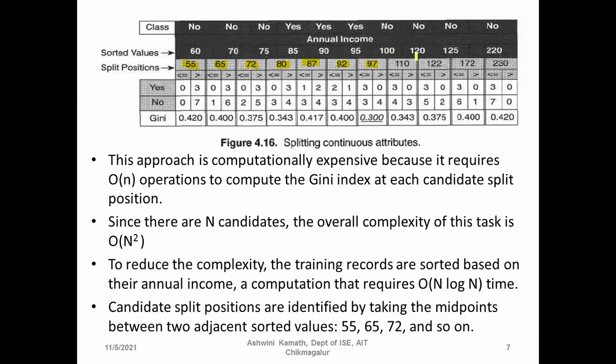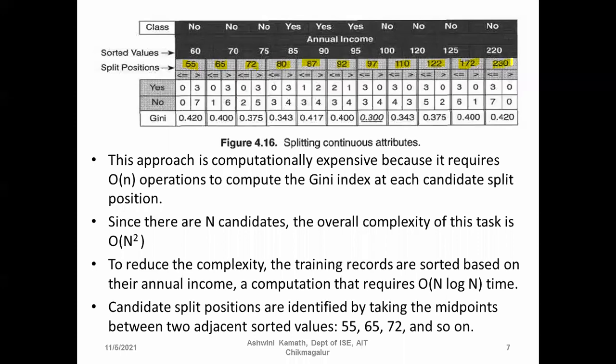100 and 120. So 20 values difference we have here, so the midpoint is 110. Then 120 and 125, so it is 122. 125 and 220, 172. And then consider 220, we have the next value as 240 for example. Then it will be 230.